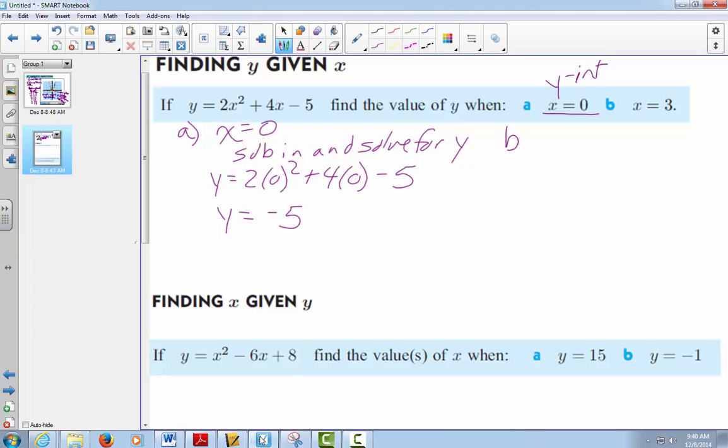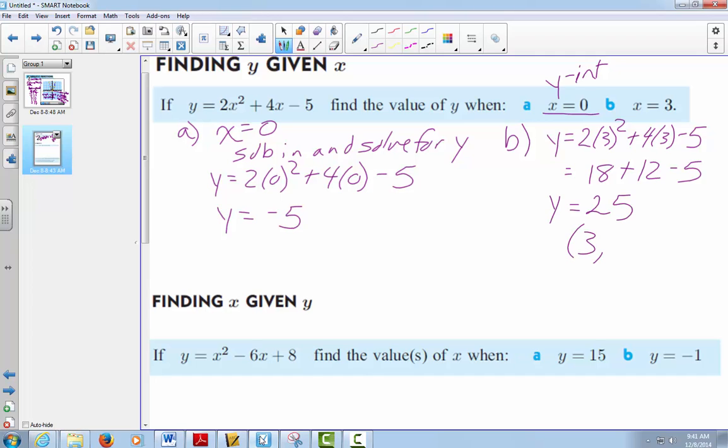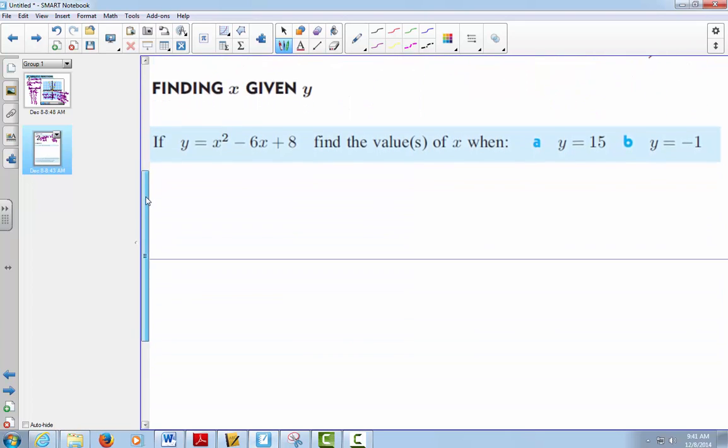Now, if we're doing b, x equals 3, we sub that in, y equals 2 times 3 squared plus 4 times 3 minus 5, 18 plus 12 minus 5, y equals 25. So very important to realize that means you have a coordinate point, x equals 3, y equals 25. Point on the graph. In this particular one, x equals 0, y equals negative 5. Okay?